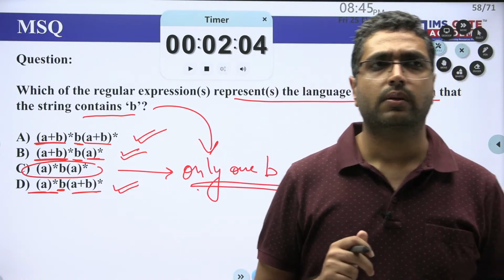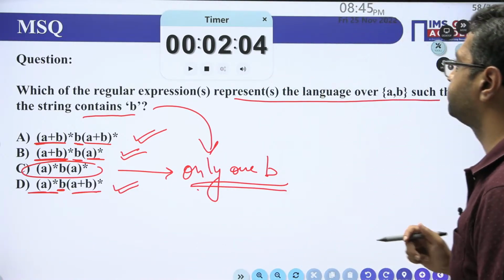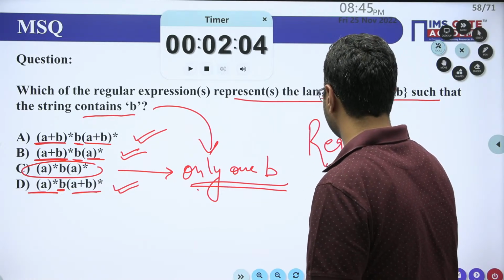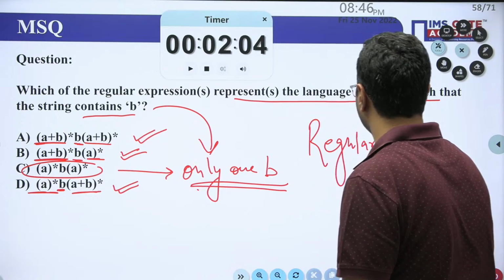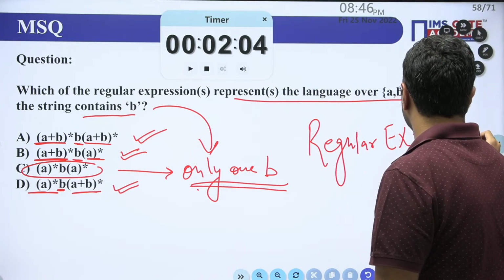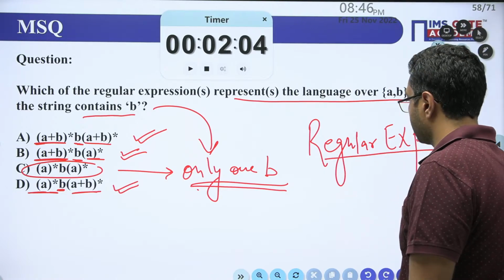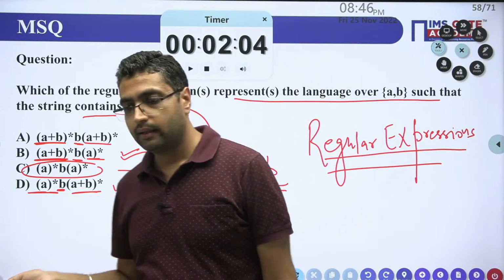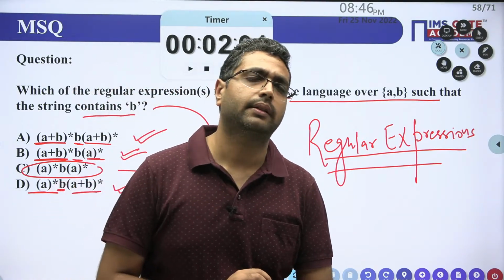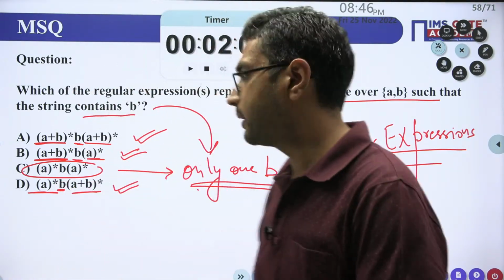Is it okay? So now let's move to the next topic. This is all about regular languages and regular expressions, and the only thing you have to keep in mind is to use the option elimination method, and remember that the strings in the language should be accepted and strings not in the language should be rejected. Now let's move to the next question.